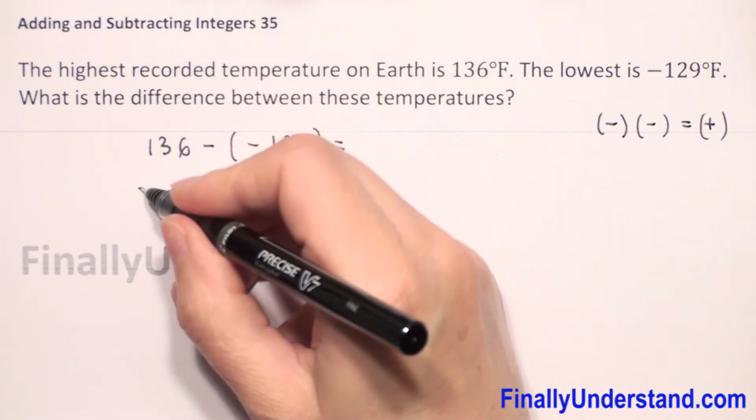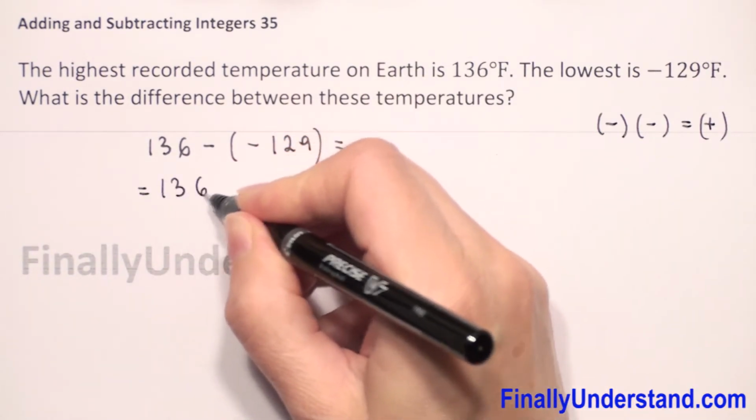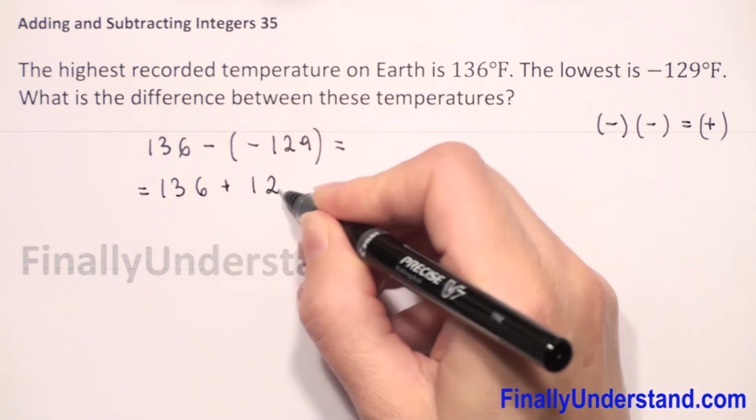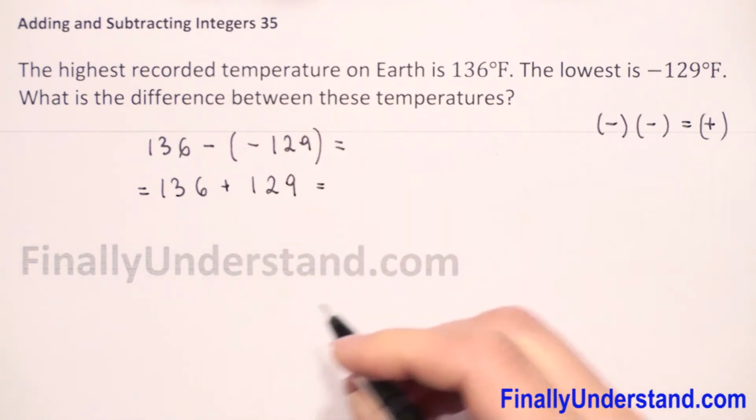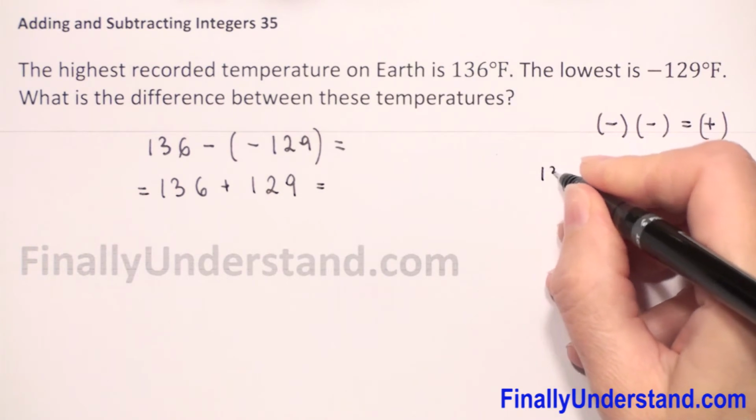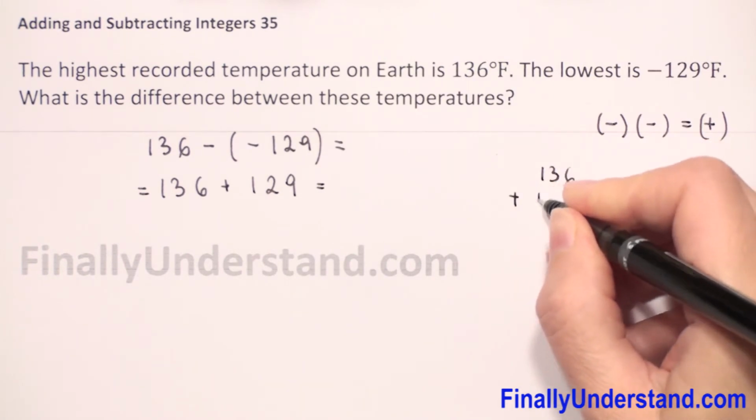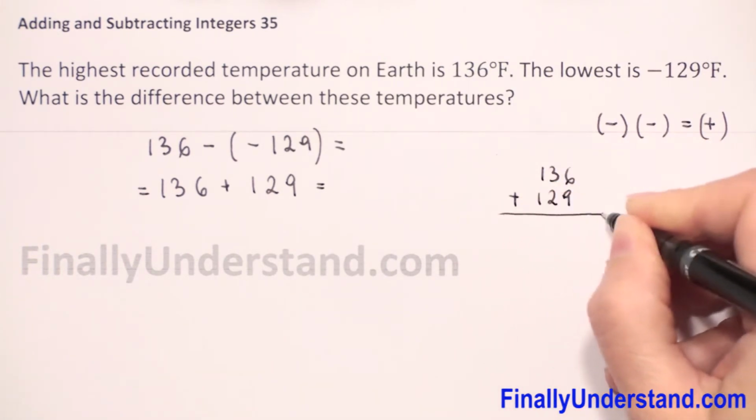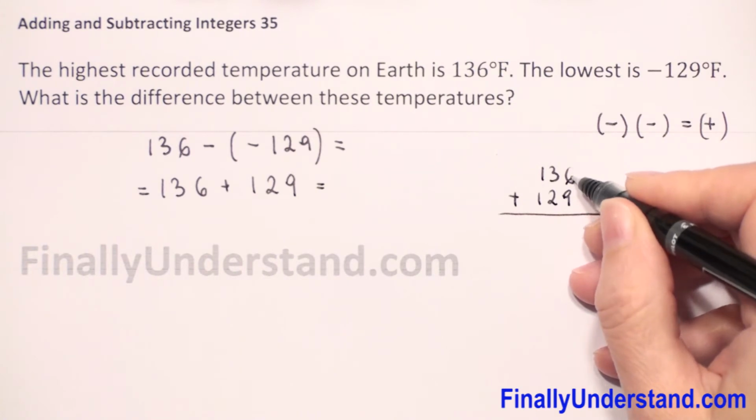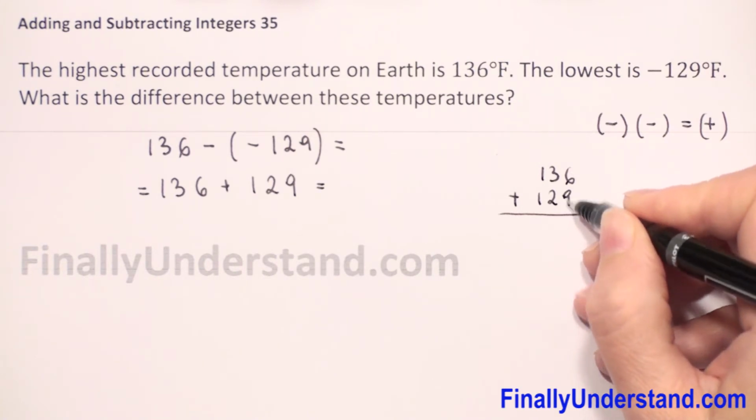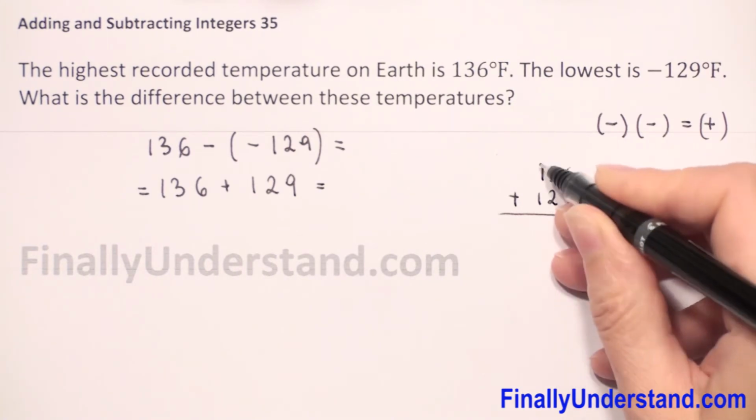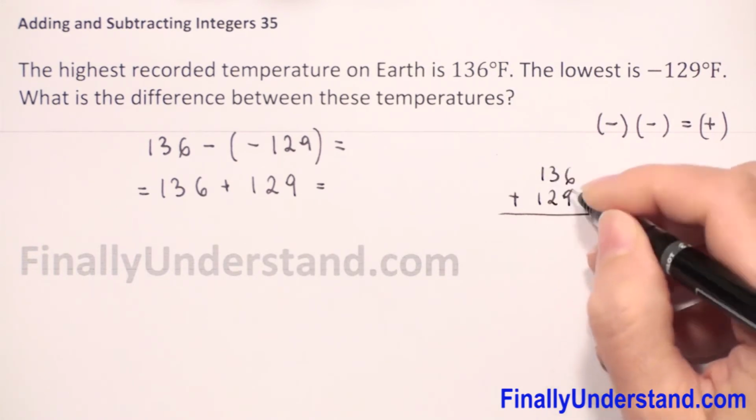So we can rewrite that this is 136 plus 129. So this is equal, we have 136 plus 129. We start from the last column. We keep ones in one column, tens in one, and hundreds in one column.